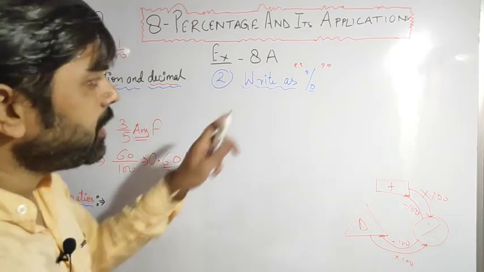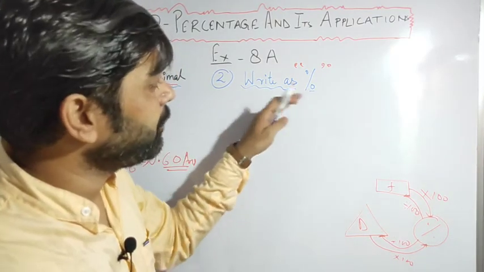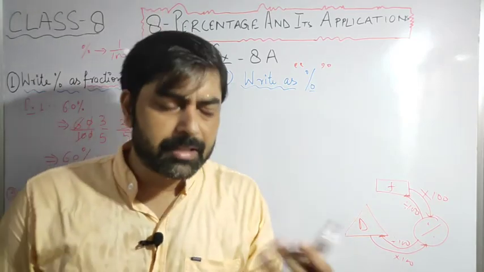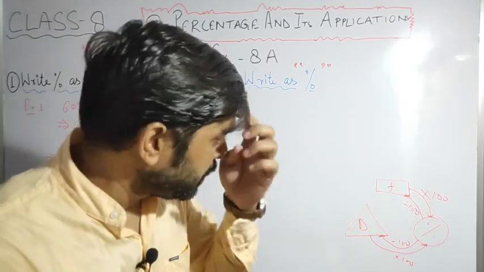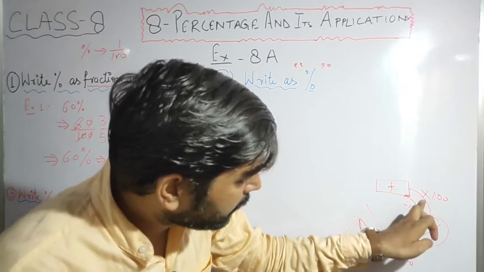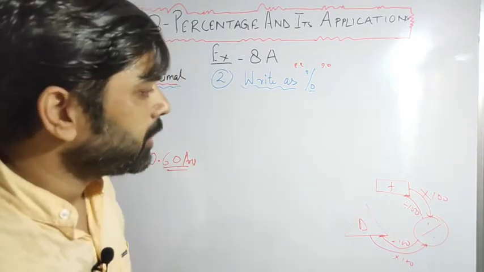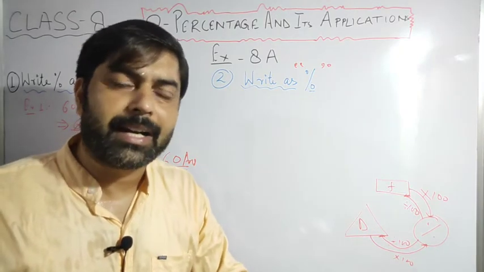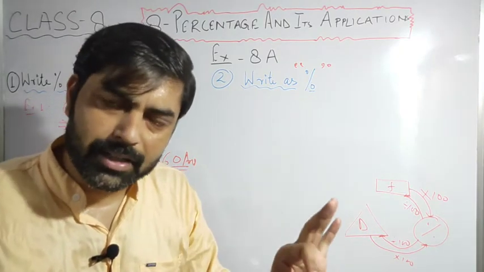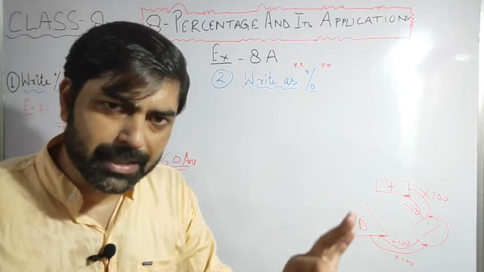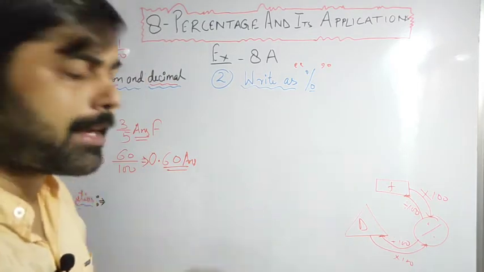Now next is: write as a percentage. How can we convert any fraction or decimal into a percentage? You know the rule here: multiply by 100. Any fraction or decimal we can convert to a percentage by multiplying by 100. Multiply by 100 means multiply it by 100.